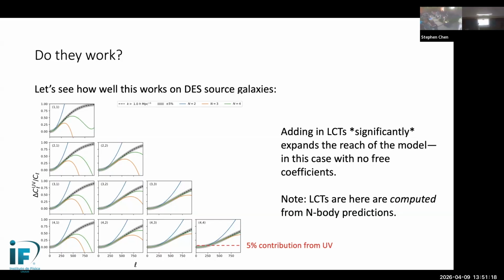Yes. Just to show how this works, if I take a universe that agrees with simulation, I can compute what these lensing counterterms are in practice, and you can see that adding in lensing counterterms significantly extends the range over which we can fit.